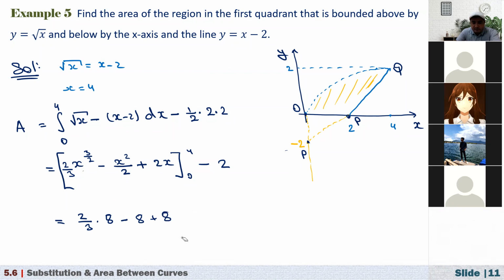And minus 2. Minus 8 plus 8 is equal to 0. 16 over 3, 16 over 3 minus 2, which is equal to 10 over 3. That is the area of the shaded region in the first quadrant, which is bounded by the curve y equals square root of x, the function y equals x minus 2, and the x-axis.